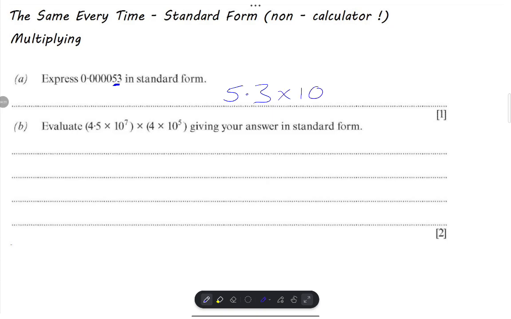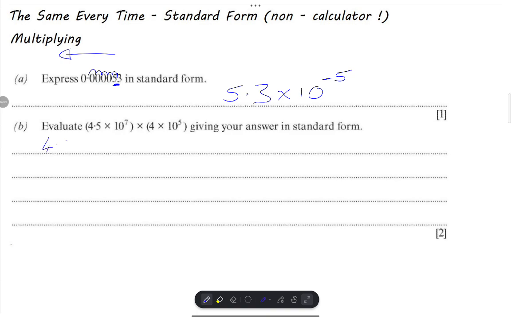5.3 times 10 to the power. Well, that's where my decimal point would be, between the 5 and the 3. How many places do I have to go to get to the real decimal point? 1, 2, 3, 4, 5. And I'm moving to the left, so that's a negative power. So 5.3 times 10 to the power negative 5. 1 mark for that.